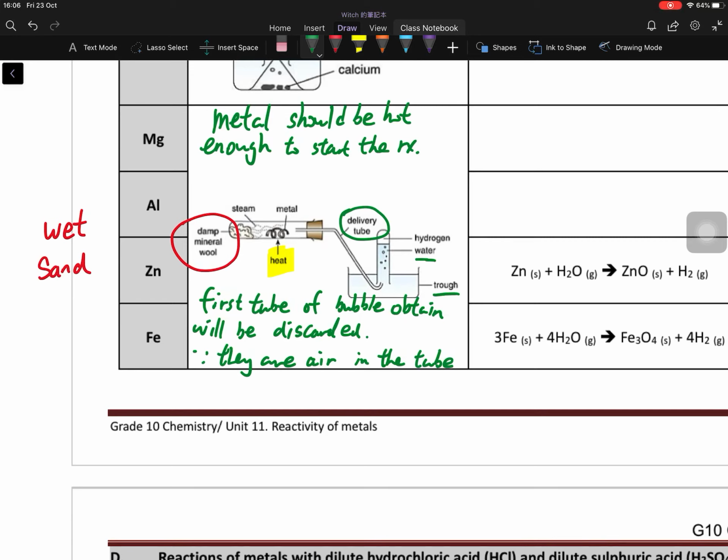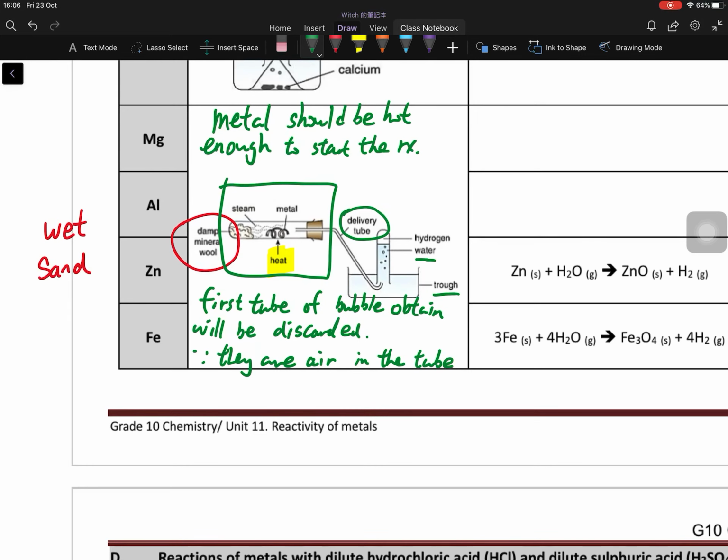Okay, well, the tube with air inside, when you start heating, the gas will expand and pass through the delivery tube and then to the trough of water. They are not hydrogen at all, okay, that's why we need to give them up.